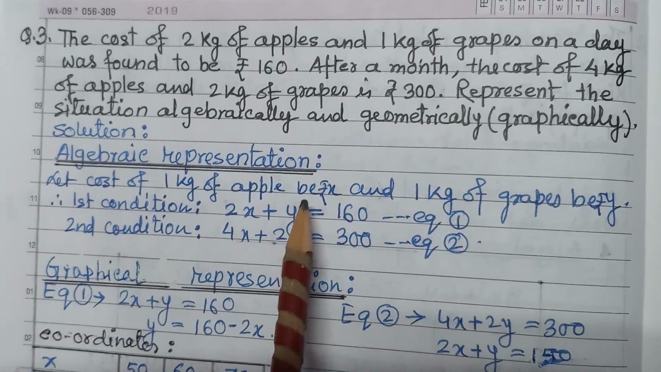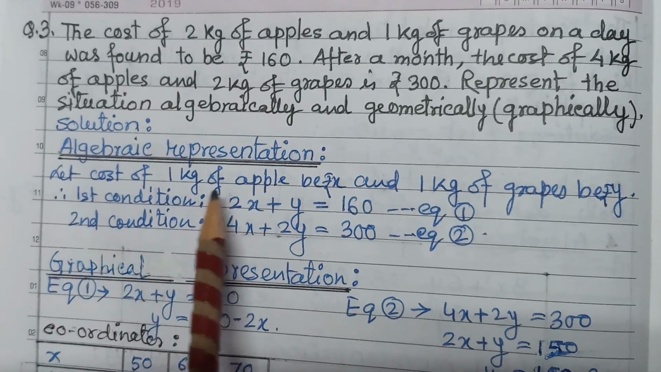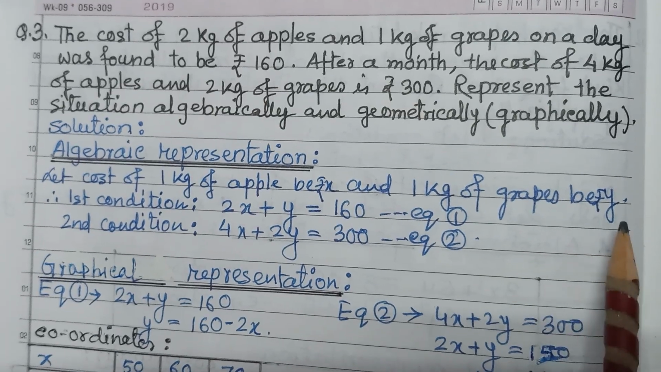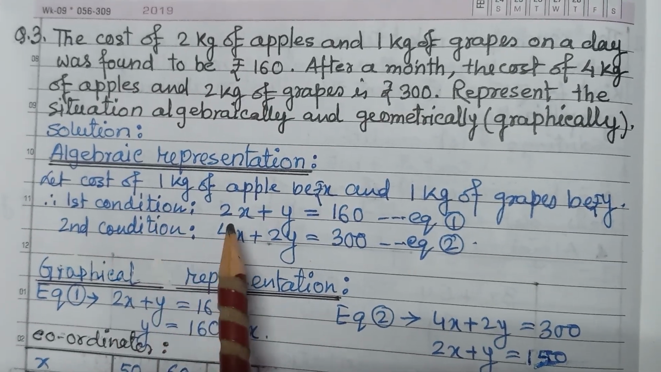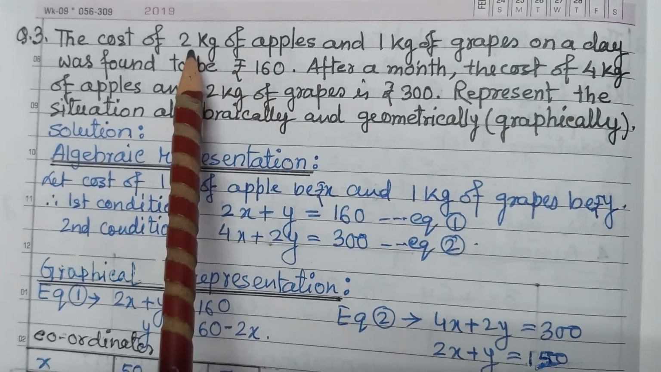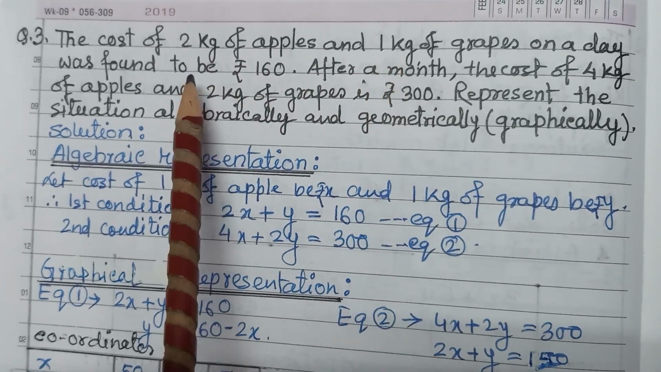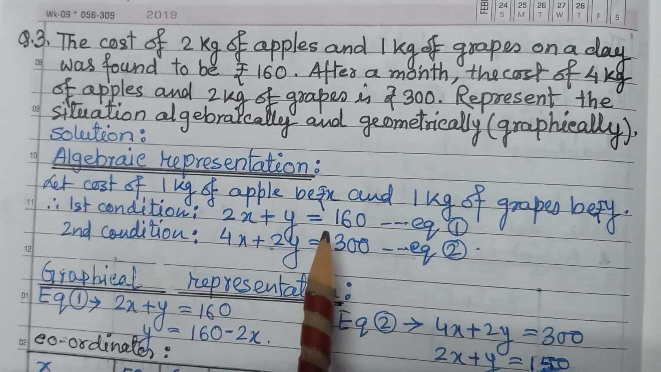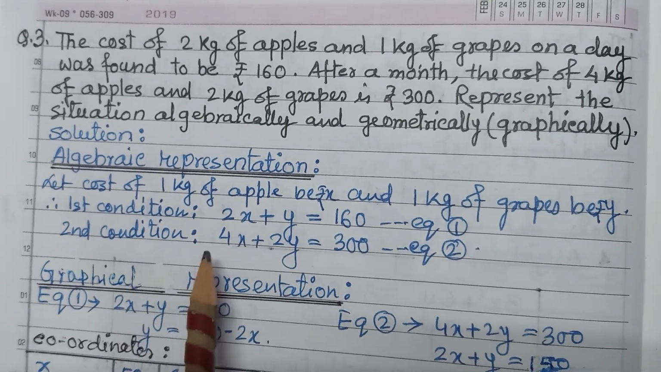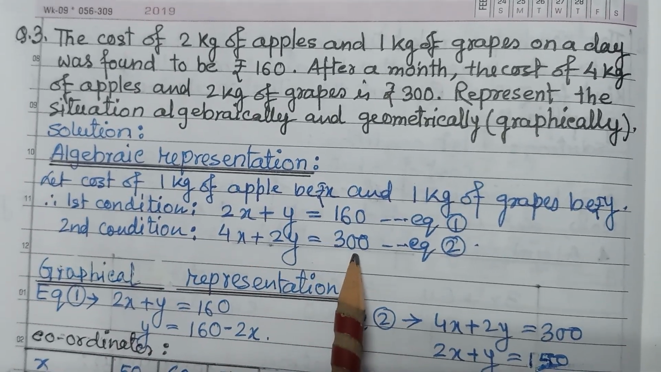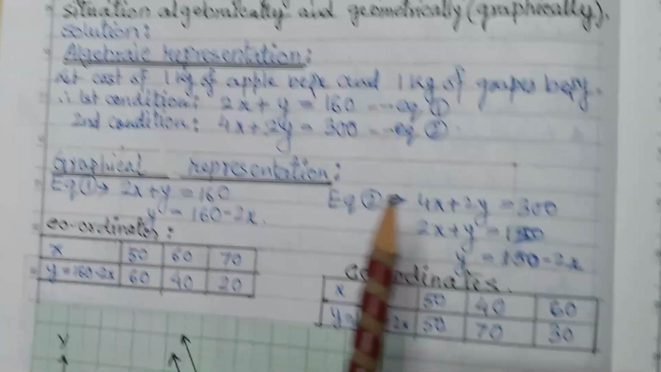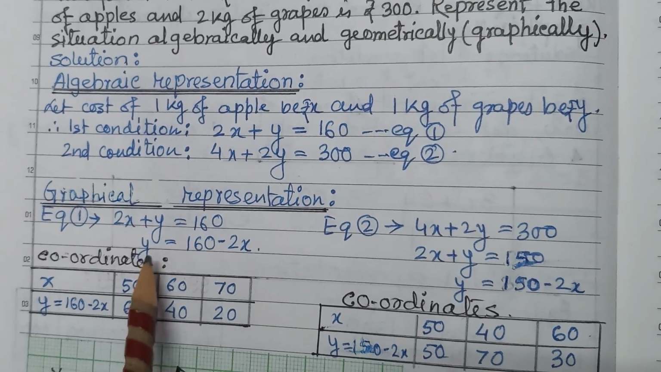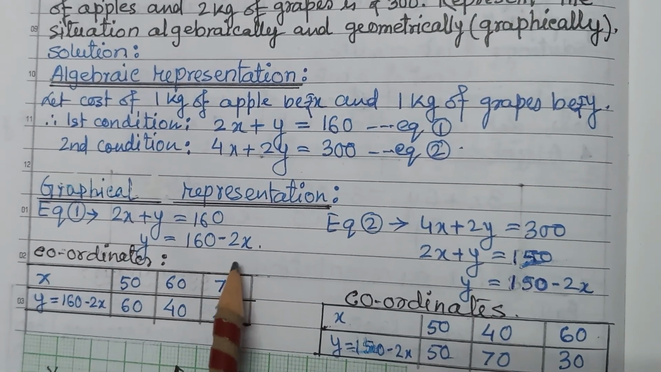Now, first the algebraic representation. Let the cost of 1 kg of apples be rupees x and the cost of 1 kg of grapes be rupees y. So the first condition is 2x plus y is equal to 160. And the second equation, 4x plus 2y is equal to 300. It is the algebraic representation. Now the graphical representation. 2x plus y is equal to 160, so y is equal to 160 minus 2x.